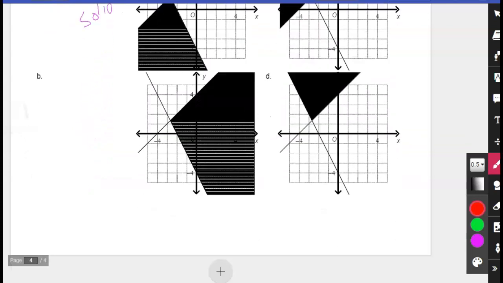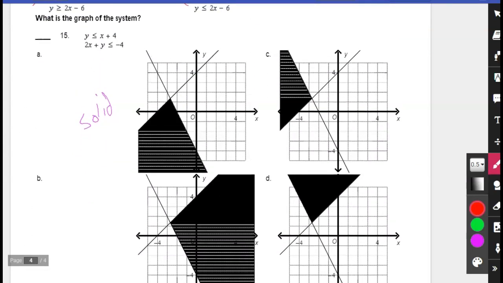In the graph of this system, last problem. So in this one, you would have to subtract your 2x. So then I have y is less than or equal to negative 2x minus 4. So the first thing I would do, again, since it says that this is less than and this is a less than, I'm going to look for something where they're shaded both below. This is shaded above this line. And that one's shaded below it.